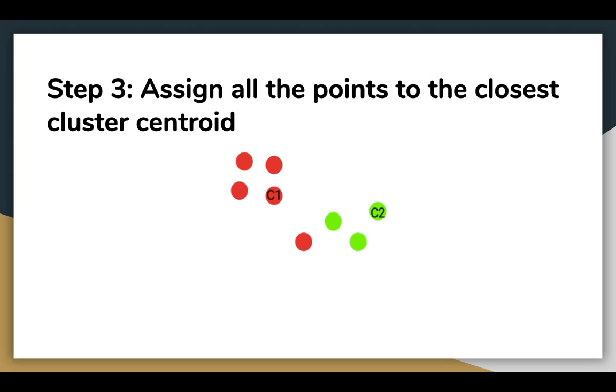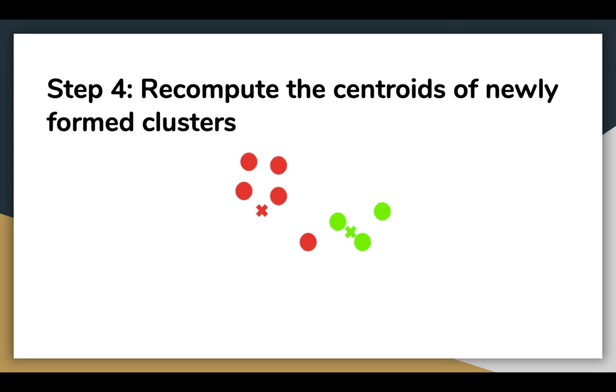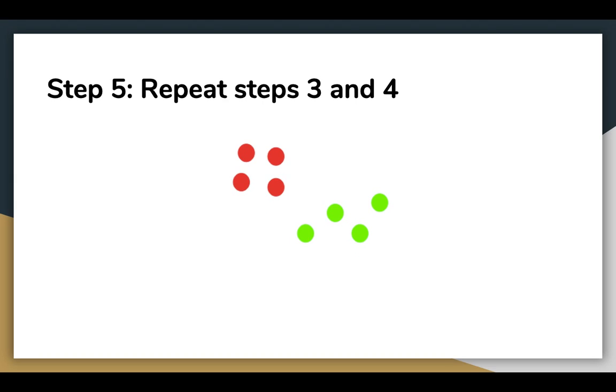Step 3. Once we have initialized the centroids, we assign each point to the closest cluster centroid. Here you can see that the points which are closer to the red point are assigned to the red cluster, whereas the points which are closer to the green point are assigned to the green cluster. Now, once we have assigned all of the points to either cluster, the next step is to compute the centroids of the newly formed clusters. Here, the red and green crosses are the new centroids. Now, we repeat steps 3 and 4.